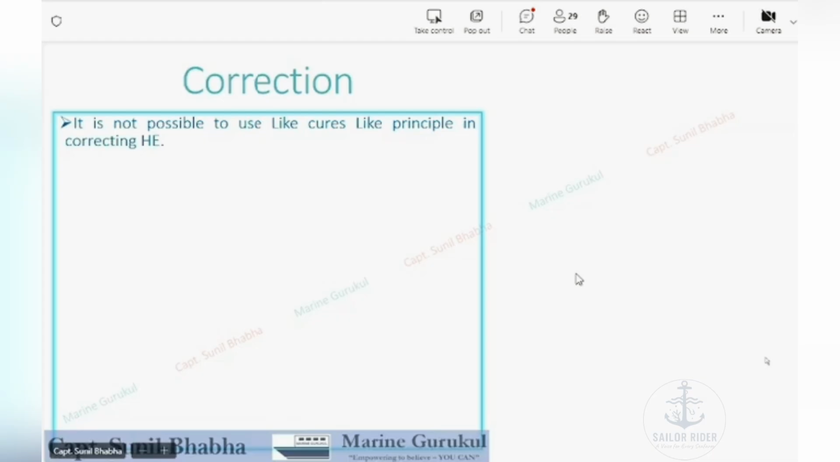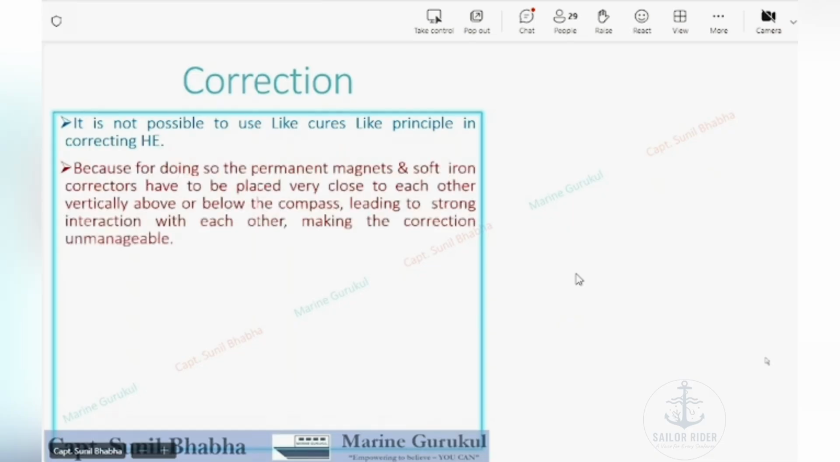Now we have seen that the heeling error is caused because of permanent as well as induced magnetism of the ship. And as per our correction principle of like cures like, we should be correcting both these components with their respective correctors. That is, permanent should be corrected with a permanent magnet. Induced should be corrected with an induced magnet or a soft iron corrector. But in case of heeling error, it is not possible to use the like cures like principle. We are not able to use this principle.